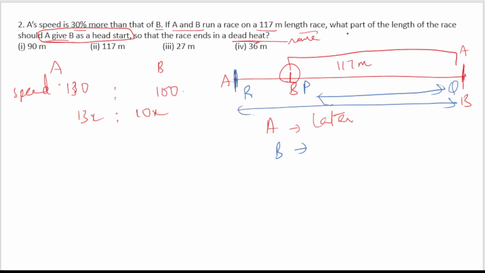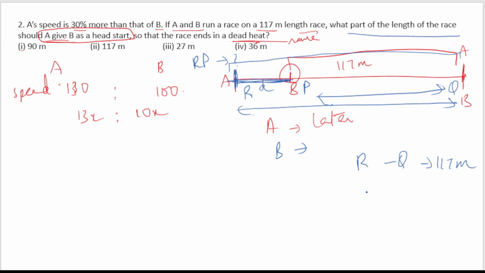And we have to find what part of the length of the race should A give B as a head start. That means we have to find the distance between R and P. So we will imagine this as D. See, the full length from R to Q is 117 meters, and we have to find the length from R to P.